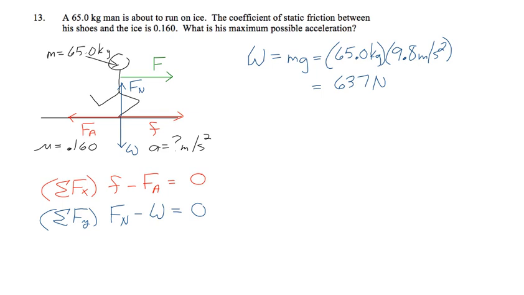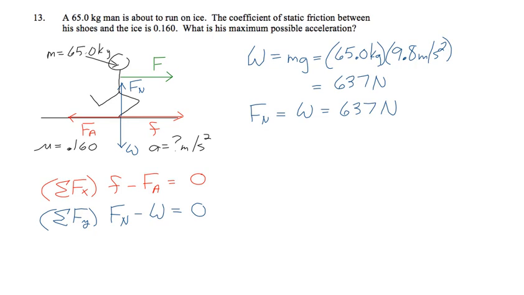Now, if I know the weight, I know the normal force, because this equation says they're equal. Fn minus W, so they're equal. So if I know the weight, I know the normal force. So the normal force equals the weight, so that also equals 637 newtons.